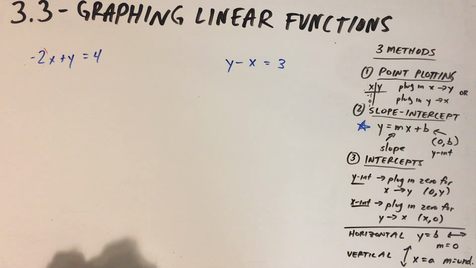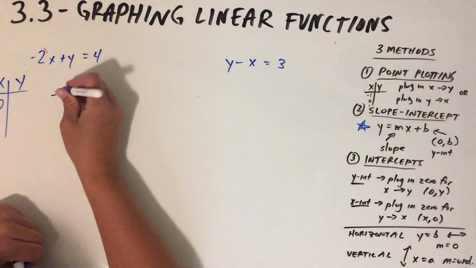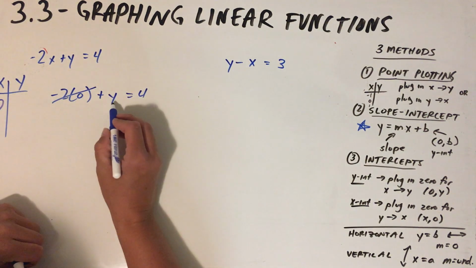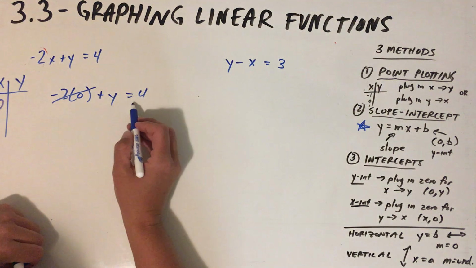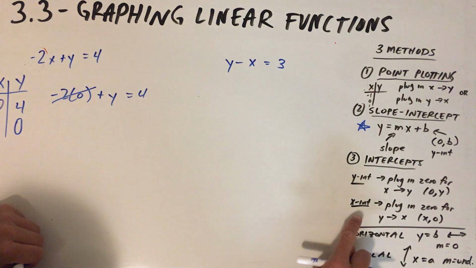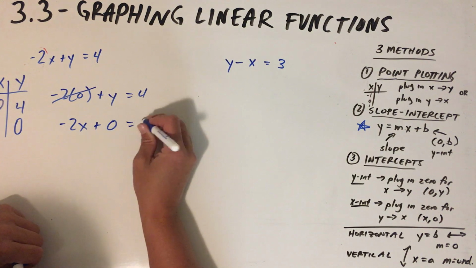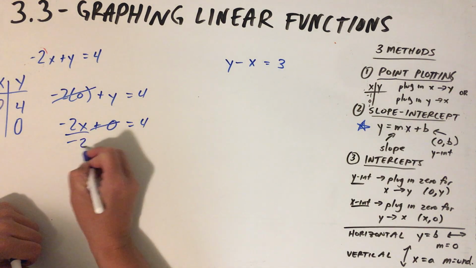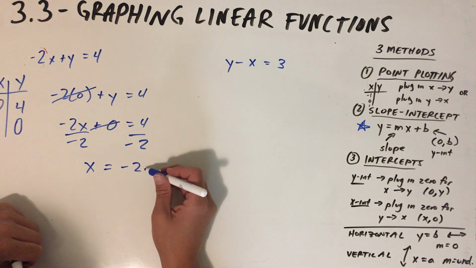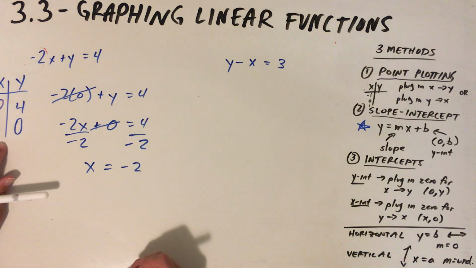Okay, so what I'm going to do then is plug in 0 for x and see what y equals. Well, that goes away, so it literally says that when x is 0, y is 4. Great, so that's one point on my line. Now I'm going to plug in 0 for y and see what x is. So we've got negative 2x plus 0 is equal to 4. Well, plus 0 is nothing, so I need to divide both sides by negative 2, and I get that x is negative 2. Well, x is negative 2 when y is 0. So those are my intercepts here.